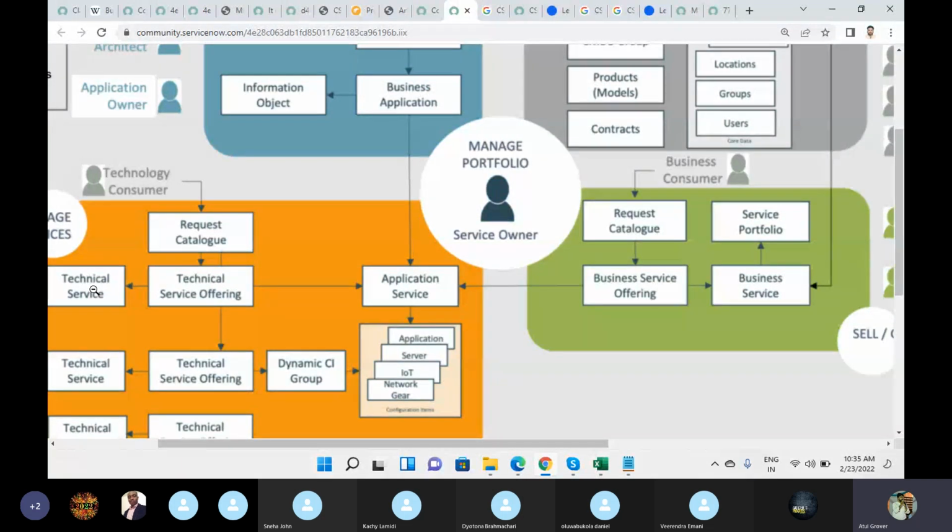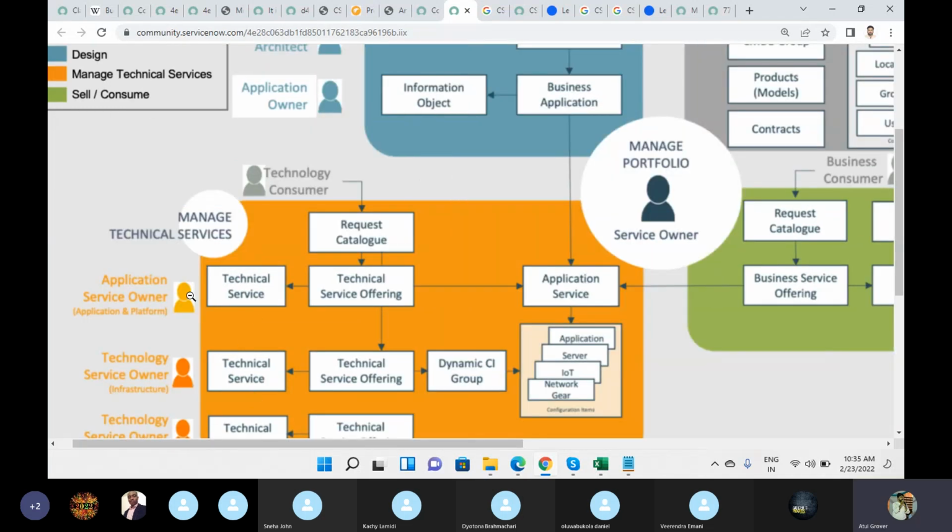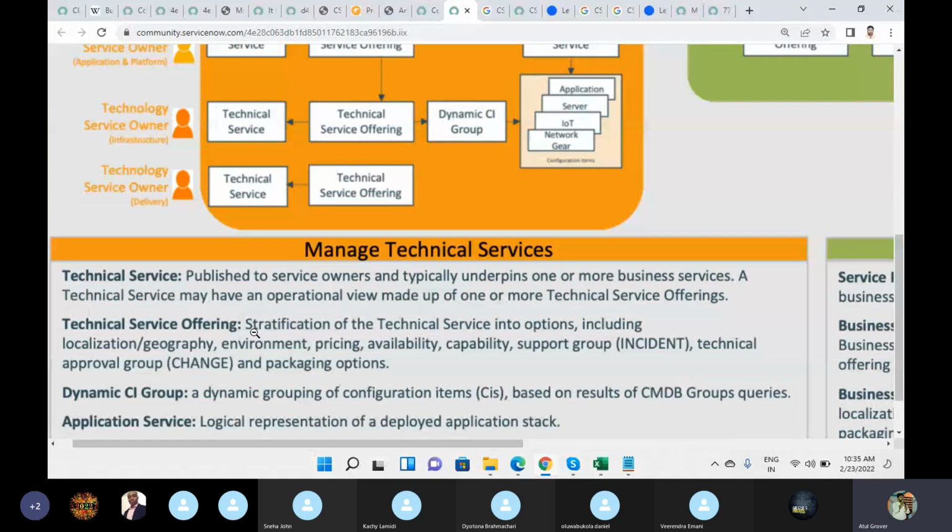Now the customer says your HR service is not working properly. Can I see the HR service? No. I'll go back and check which server it has been deployed on that is not working. That is called the technical service here. Technical service offering is the same concept we discussed in the business service offering. Application service is a logical representation.